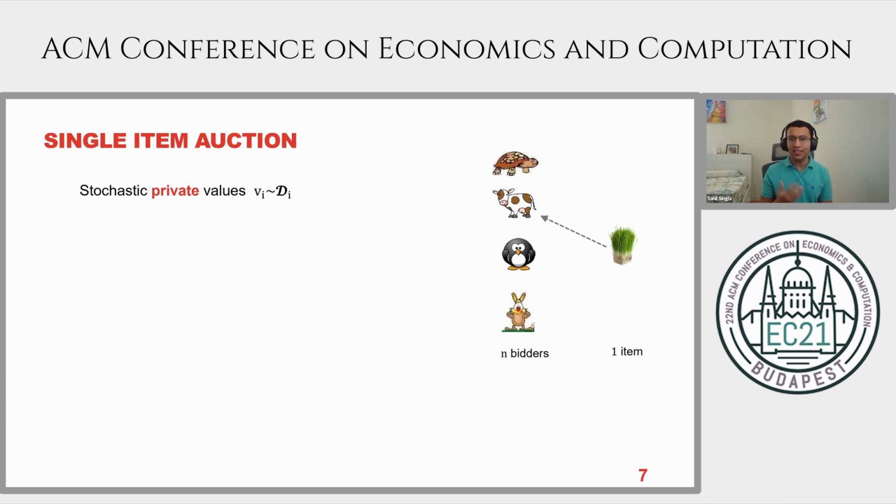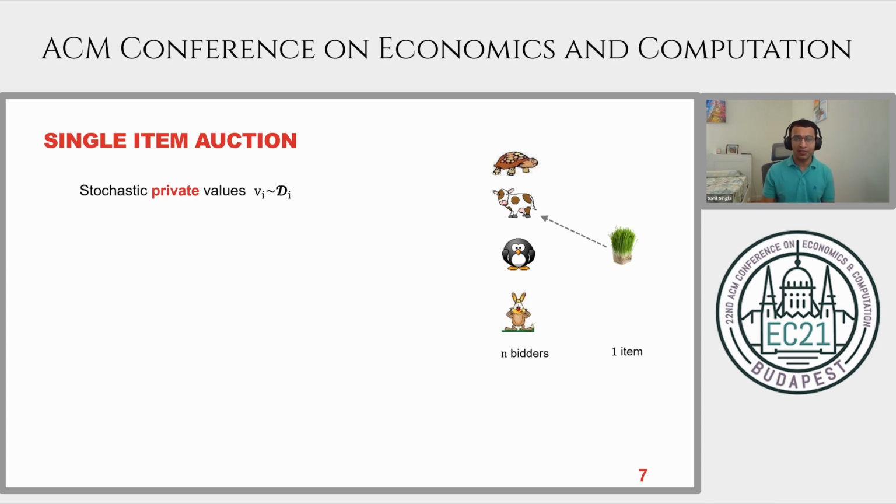The values of all these bidders for this patch of grass, so the value of the ith bidder is denoted by vi, which is a random variable drawn from some known distribution Di. That's what I'm going to assume. Your algorithm or your mechanism knows the distribution Di, but the exact outcome vi is not known to you. So it's a private value, in the sense that your algorithm doesn't know it.